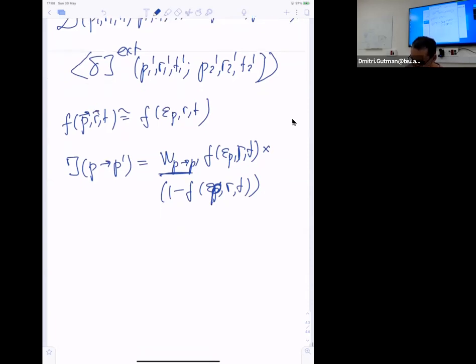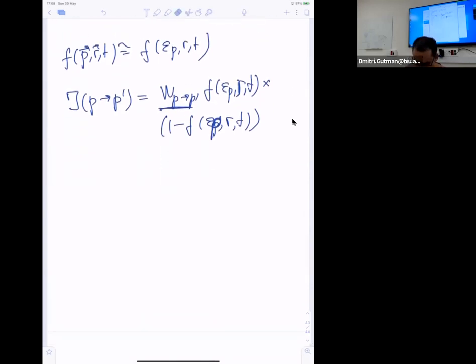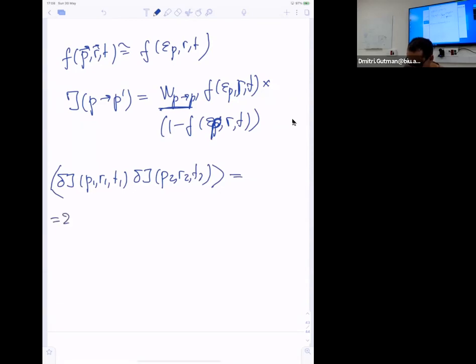And therefore, the entire correlation function of delta J's, delta J P1, R1, C1, delta J P2, R2, C2, ends up being twice delta function R1 minus R2, delta function T1 minus T2, delta function epsilon P1 minus epsilon P2, because all collisions are elastic.